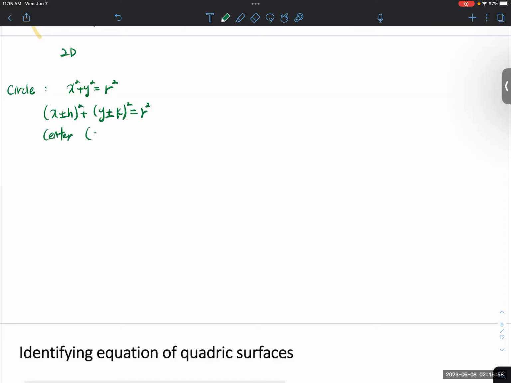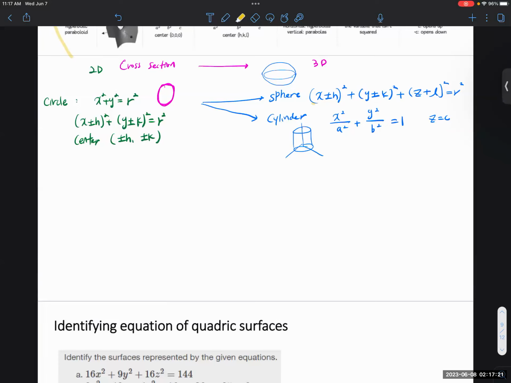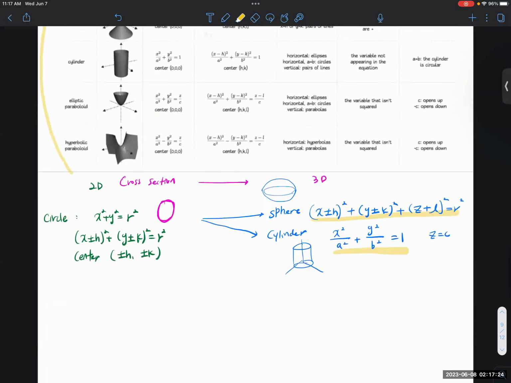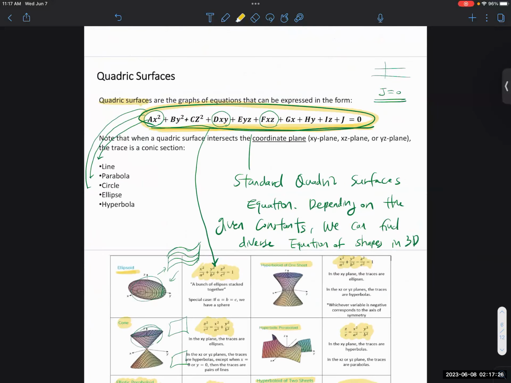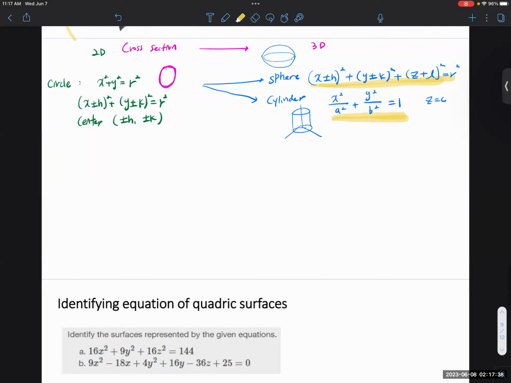Also, you can find the cylinder equation from the circle, which is x squared over a squared plus y squared over b squared equal to 1. This is where z equals a constant. So you can find the cylinder shape. Okay. So these equations, I'm saying, also came from the quadratic surface equation, because depending on the given A, B, C, it's going to be this equation. Okay, so this is a three-dimensional space equation. You can think about other things.